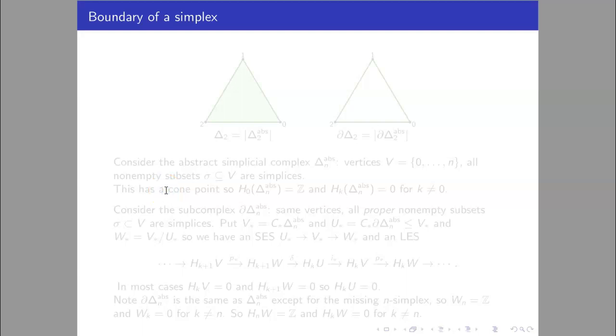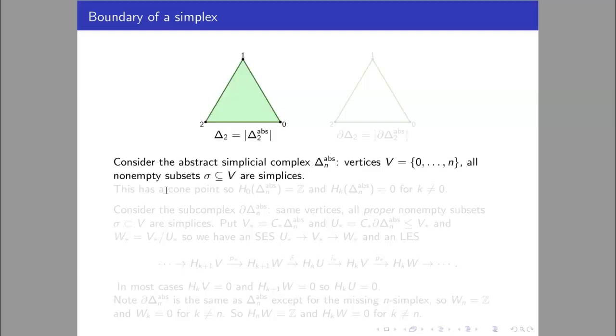Now we're going to explain how to use the snake lemma to do an interesting calculation of homology groups. So we're going to be looking at the boundary of a simplex. We've defined homology for abstract simplicial complexes, so we need to work with the abstract simplex. So remember the way that works.